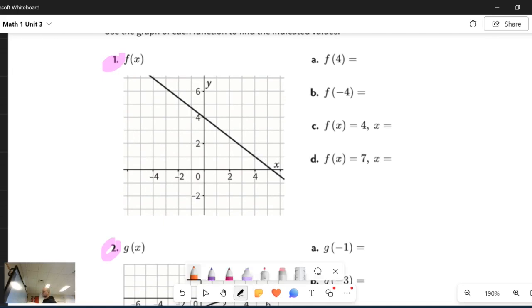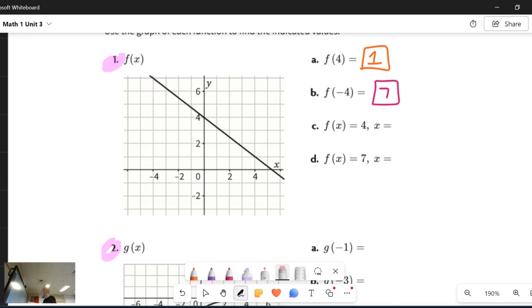In this case, it says f of 4 is equal to what? So it's saying when x is 4, what's the corresponding y? So when x is 4, go up. What is that y value? We know that ends up being 1. Cool. Then we get f of negative 4. When x is negative 4, what's my corresponding y value? In this case, we get that it's 7.